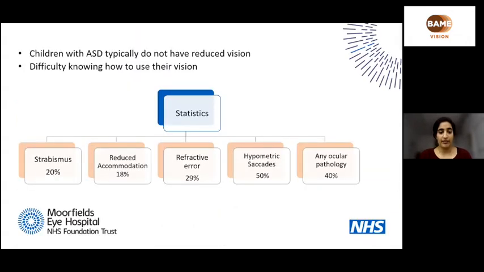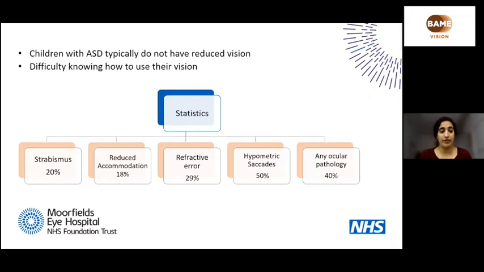So just a bit of background, and Stephen and Lance already have mentioned a bit as well. The one thing that I really wanted to point out is children, and adults as well really, with autism typically don't actually have reduced vision, and sometimes when they come to have an eye test, we think or feel that they might have reduced vision, but it might not be true reduced vision. It's actually that they might have difficulty in knowing how to use their vision. So it's a processing problem, with the brain not understanding how to use their vision.